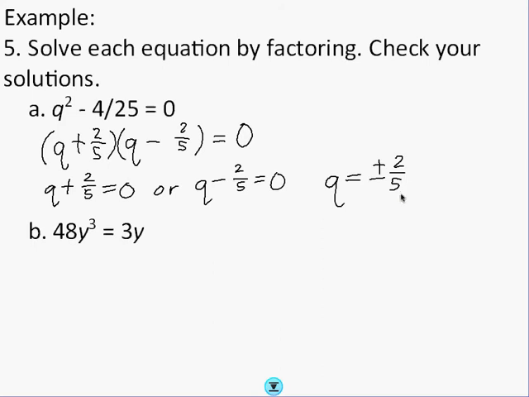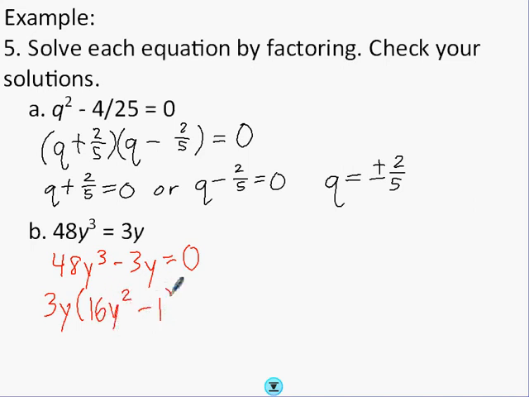Okay, to solve the second one here, first I need to solve for 0. So I'm going to subtract 3y from both sides. Now, neither of these are square numbers, but I can take out a GCF. 3 goes into both, and y goes into both. Once I take out the 3, I'm left with 16y squared up front, and negative 1 in the back.